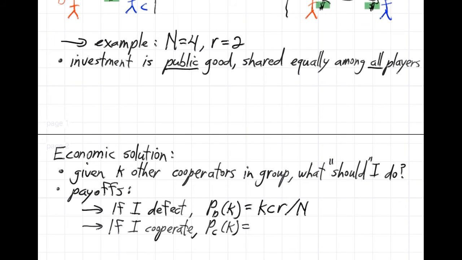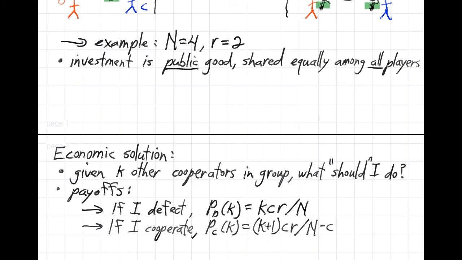How many cooperators in total are there? Now there's the k other ones plus me. We each put in a cost c, so there's a total in the pot. It gets multiplied by r, shared between everybody. But don't forget that because I put in a cost c, I'm down c dollars, or whatever units this is.